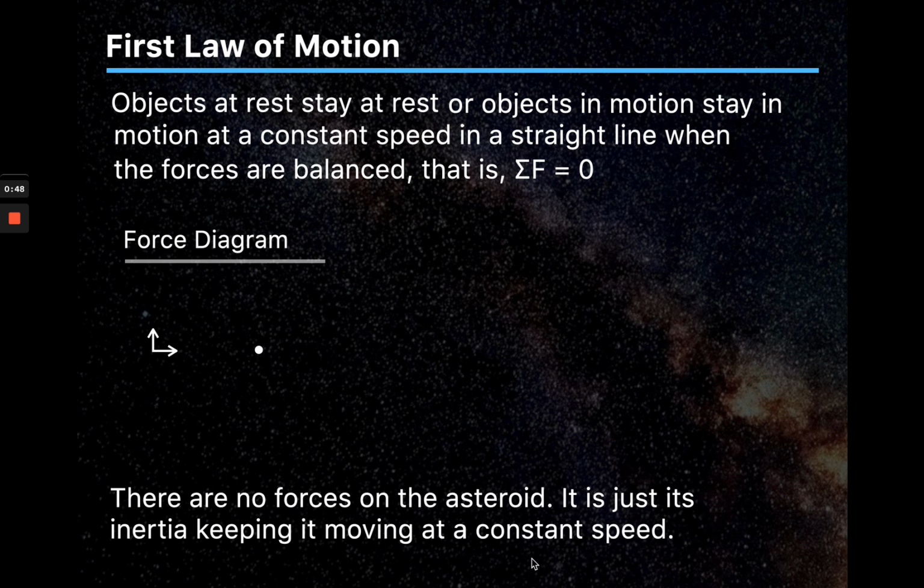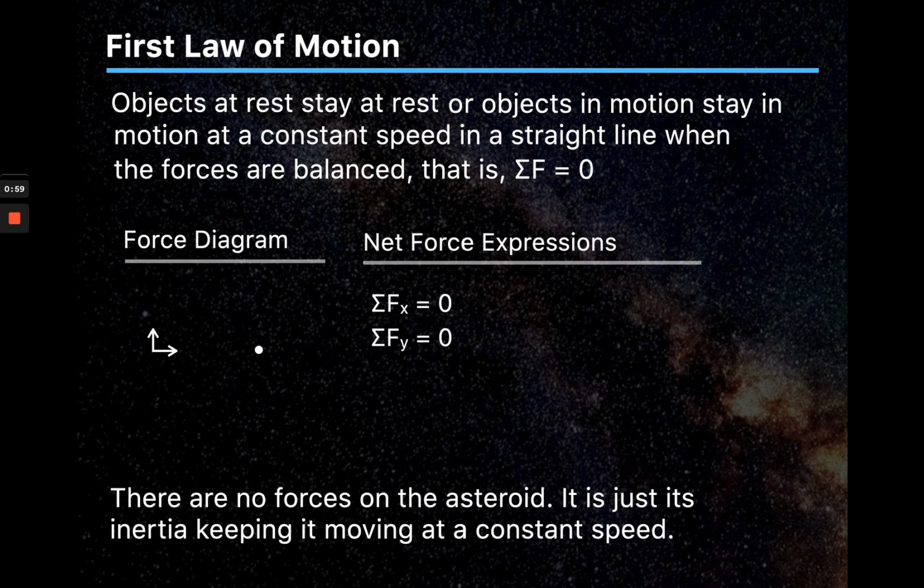Because we know the only thing that's keeping the asteroid moving at a constant speed is inertia, right? So there are no forces in the x or y direction, so it's just, again, inertia keeping it going at a constant speed. Now, this is an example of literally no forces, right?